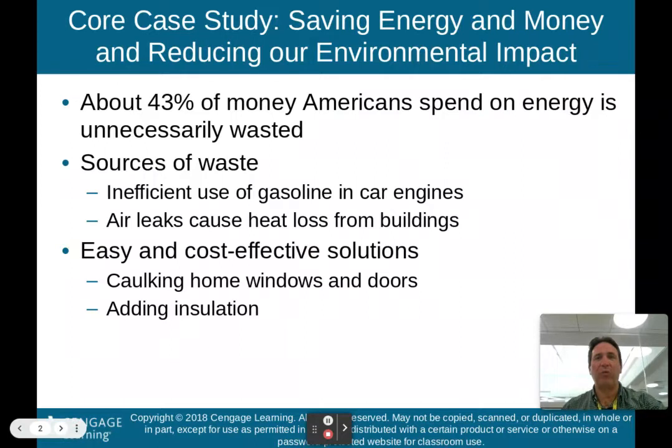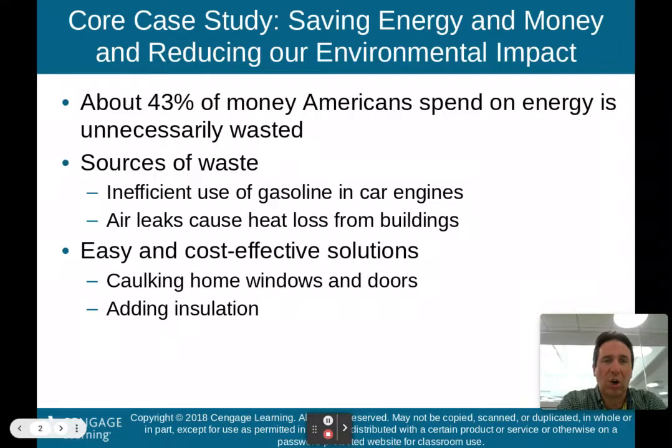Core case study, we start off with saving energy and money and reducing our environmental impact. So about 43%, you're going to see that number come up a few times in this lecture. 43% of money Americans spend on energy is unnecessarily wasted. So what are sources of this waste? Well, inefficient use of gasoline in car engines is one of the ways, and air leaks can cause heat loss from buildings. We also talked about some other ways energy was wasted in your previous chapter, Chapter 14, which talked about non-renewable energy. So there are easy and cost-effective solutions.